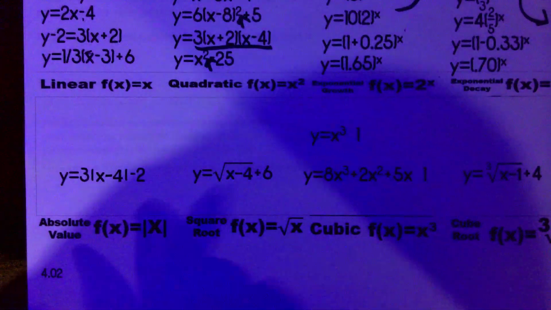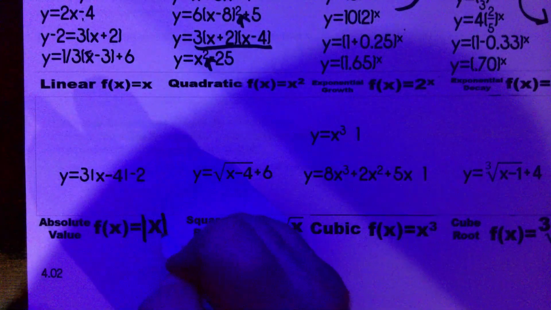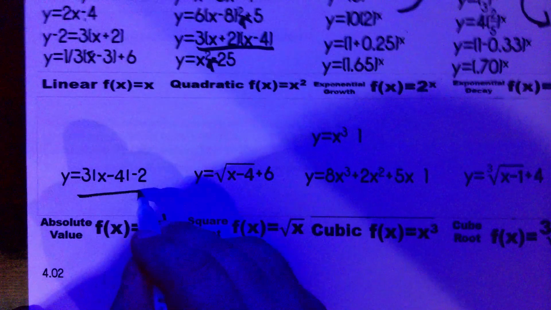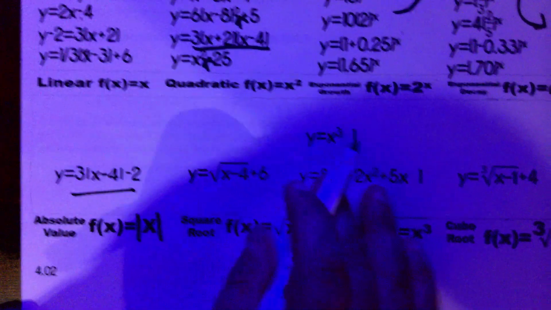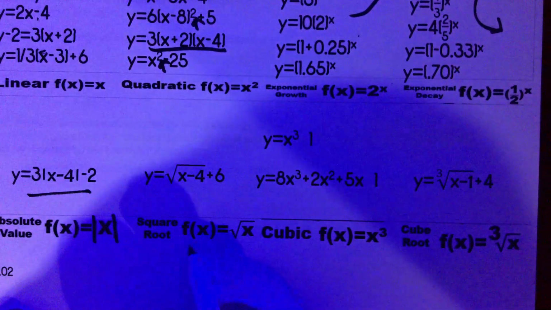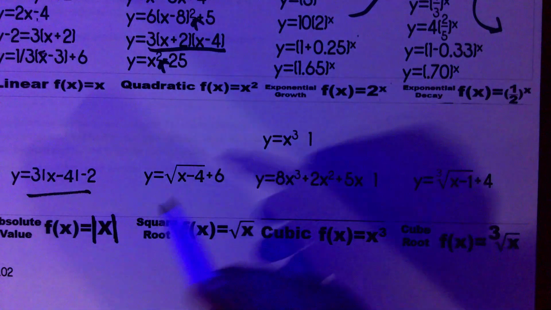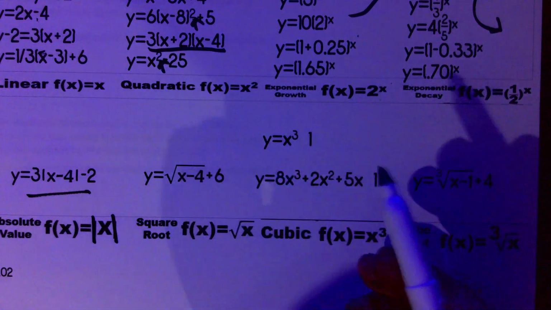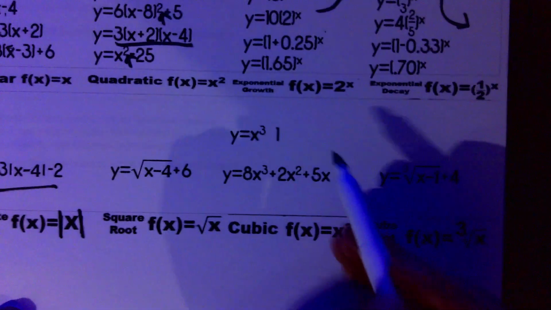All right, absolute value functions: the trademark is these bars with the x inside the bars. Here it is. It's a lot of stuff happening, but you've got the bars, so it's the absolute value function. Square root function: there's a square root on it, so it's a square root function.